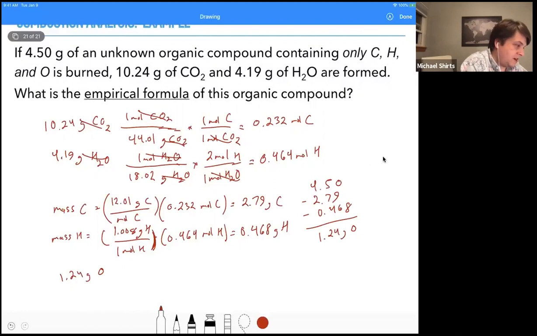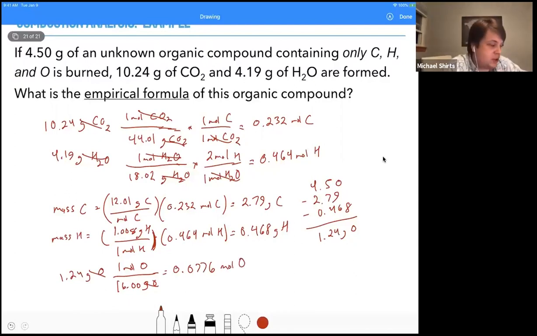So 1.24 grams of oxygen, we need to figure out how many moles of oxygen that is. Grams O, that gives us 0.0776 moles of O. Now clearly in a single molecule of this organic compound, it doesn't have 0.232 moles of carbon or 0.464 moles of H. That's just the ratio. So we need to divide this to see if we can get some low number or so. Let's guess that there's less oxygen.